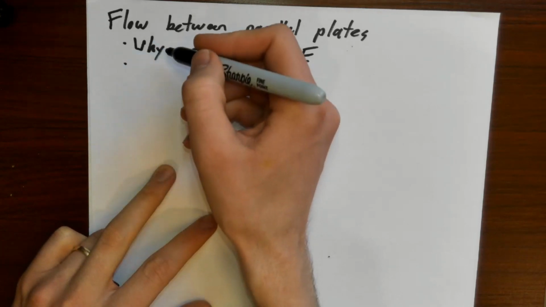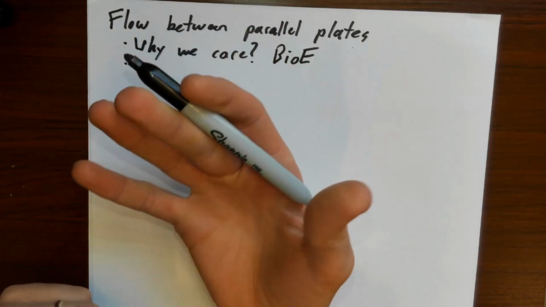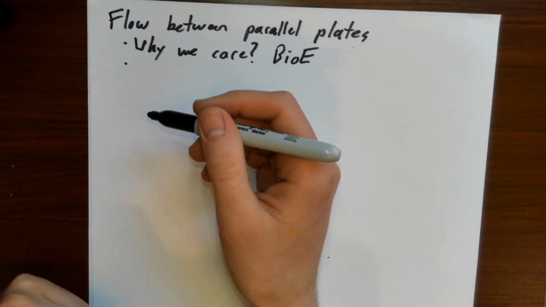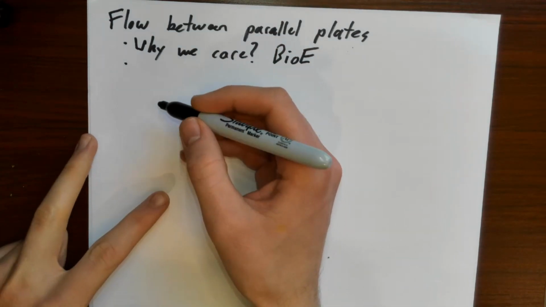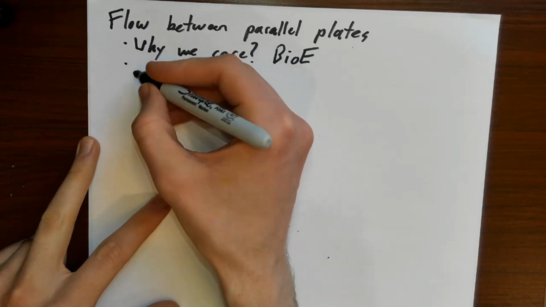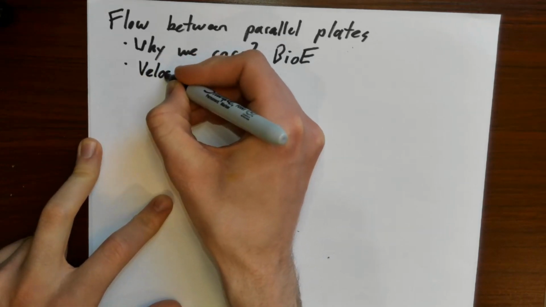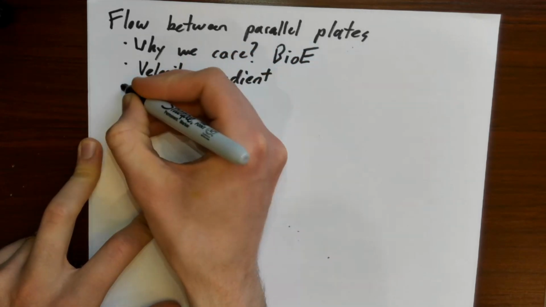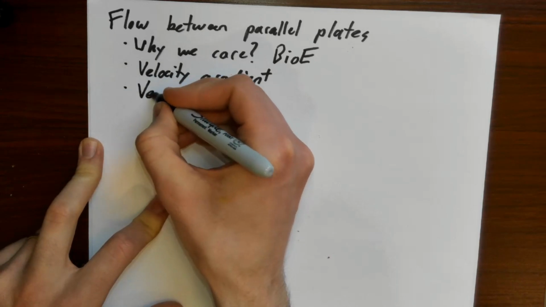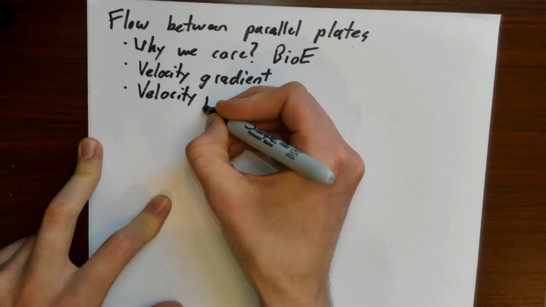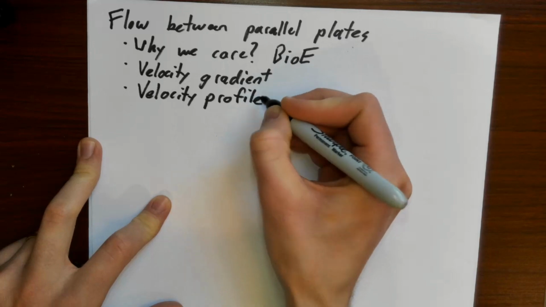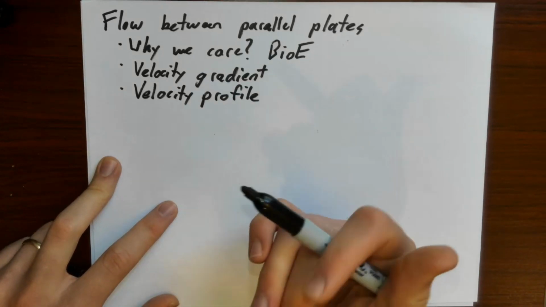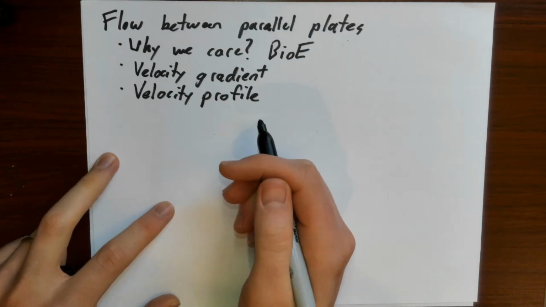Then we're going to use this as an opportunity to really solve an example problem, to use the mathematical and physical tools that will help us solve problems in fluid mechanics. So we're going to talk about things like a velocity gradient versus a velocity profile. What's the difference between the two? What is this language that we're using to help us describe flows in fluid mechanics?